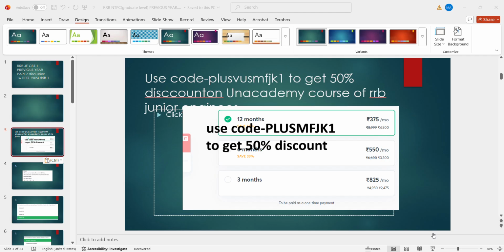As on September 24, how many Jan Aushadhi Kendras have been established by the Government of India across the country? The answer is 13,822. That was on September 30, 2024. Next question.